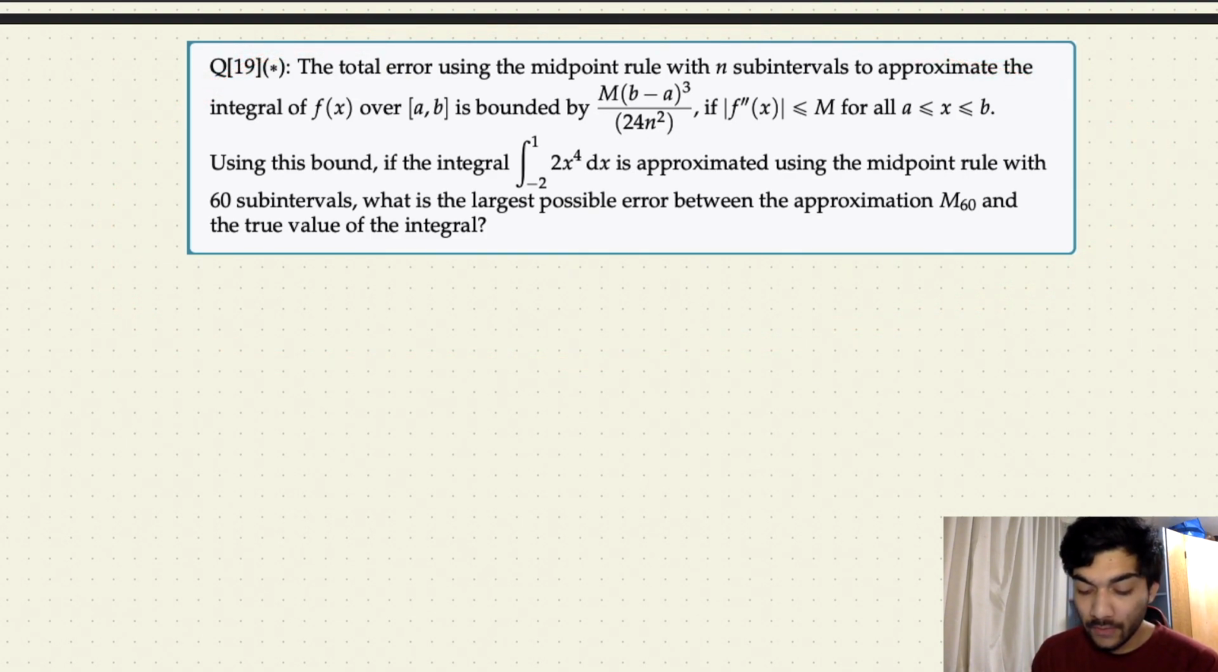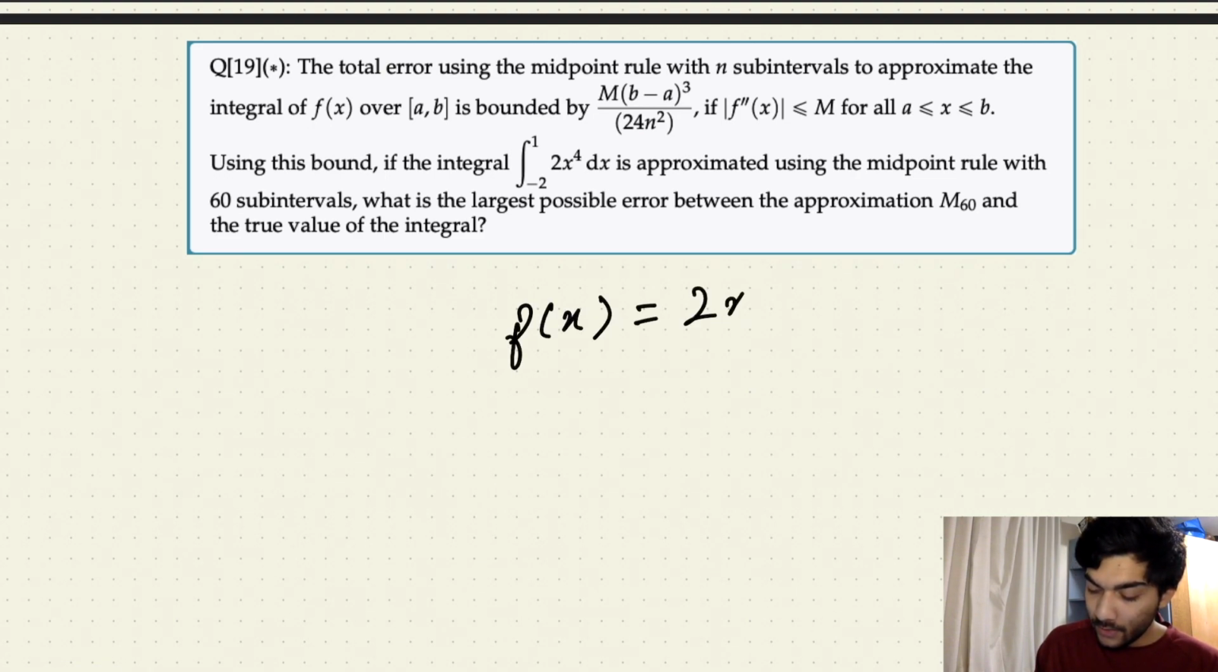So first of all, since we are using the midpoint rule approximation, the total error is given by this formula, where if you want to calculate the value of capital M, you will solve this inequality. This capital M value is basically the upper bound on the absolute value of the double derivative of f of x, where f of x is the function for which you're calculating the integral. In this question, our f of x is 2x to the power 4.